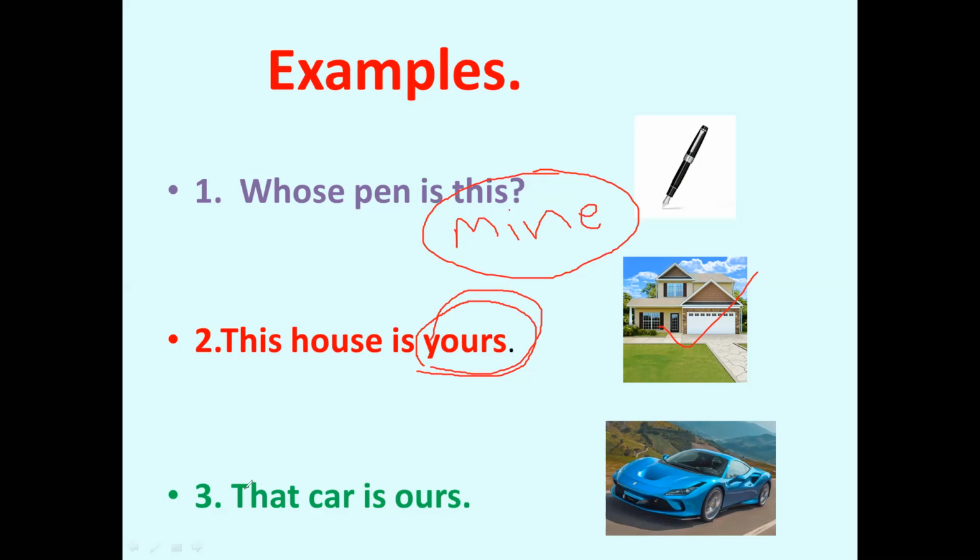Third example, that car is ours. What is the possessive pronoun here? Ours. Okay, the possessive pronoun is ours. So whose car is this? That means the car belongs to us, or the car is ours. So it indicates belongingness, possession. So that car is ours. Ours is the possessive pronoun in this example.